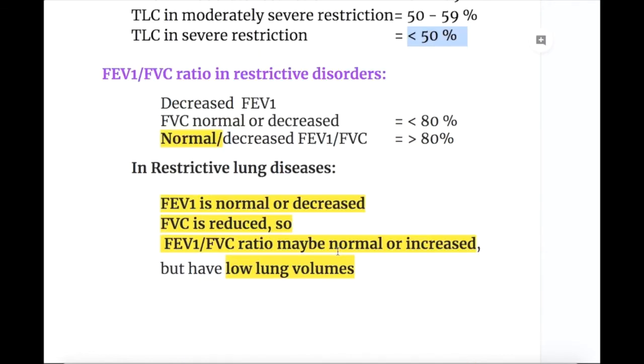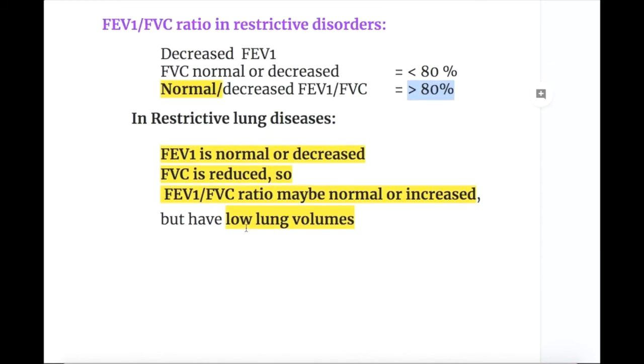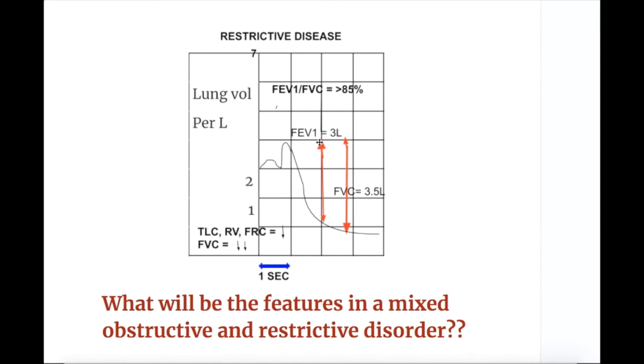Now, FEV1 to FVC ratio in restrictive disorders. In restrictive disorder, there is decreased FEV1, but FVC may be normal or decreased, less than 80%, but the FEV1 to FVC ratio may be normal, increased or decreased, more than 80%. So in restrictive diseases, FEV1 is normal or decreased, FVC is reduced, so the ratio FEV1 to FVC may be normal or increased, but the patient has low lung volume. This is the restrictive disorder.